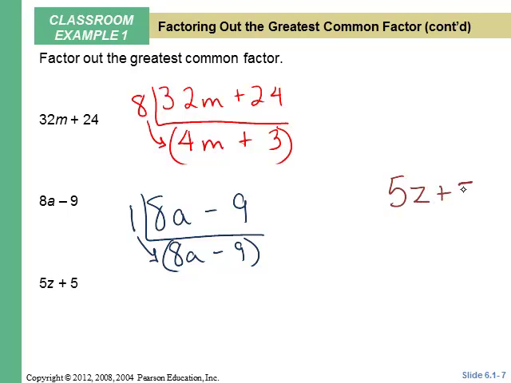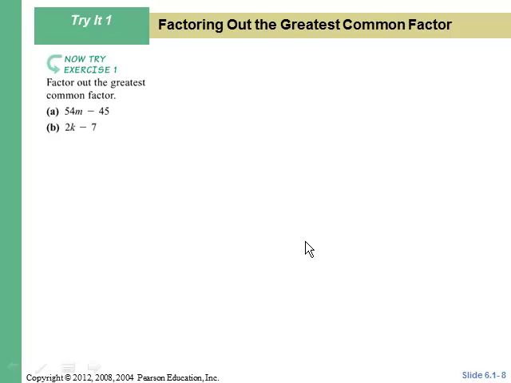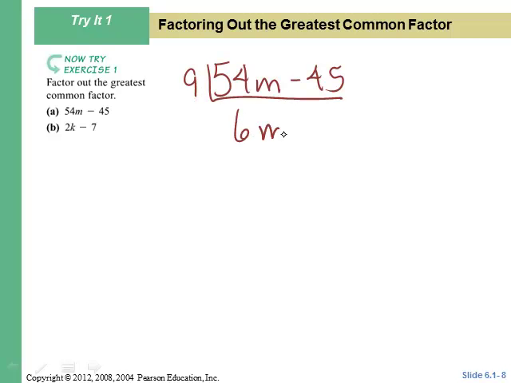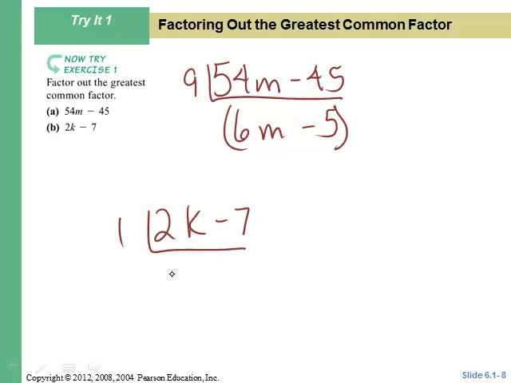I'm going to change colors again. 5z plus 5, and I can divide both of these by 5, and I'm left with z plus 1. So my factored form is 5 times z plus 1. Okay, you do these two. 54m minus 45 is divisible by 9, and you're left with 6m minus 5. 2k minus 7 is only divisible by 1, and you're left with 2k minus 7.